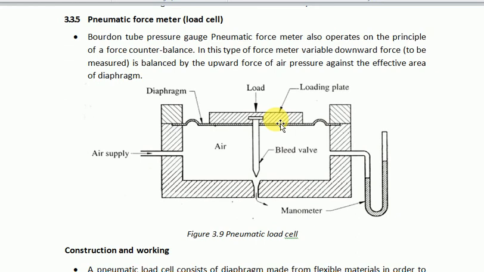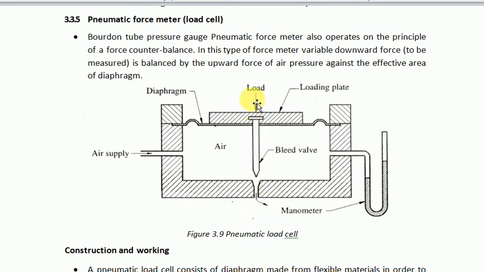Here, friends, you can see a pneumatic force meter load cell. As I told you in an earlier stage of this video, there are different methods to find out the force. This is the pneumatic force meter. Now you can see here a load cell is given, a loading platform is there, a diaphragm is placed, and here a needle is there, a bleed needle. Now the air is being supplied here. What happens in the initial stage when no load is applied? Whatever the air is entering the chamber will move out from this bleeding valve.